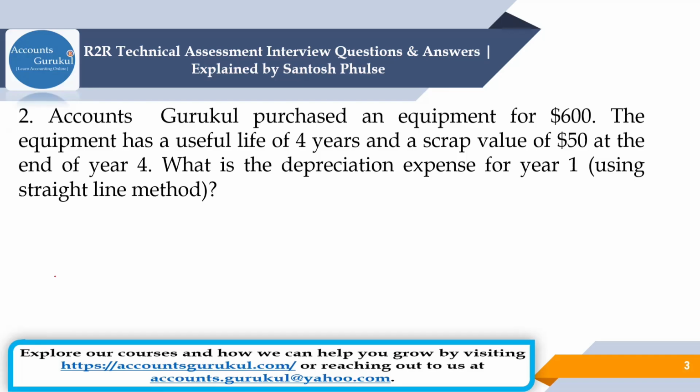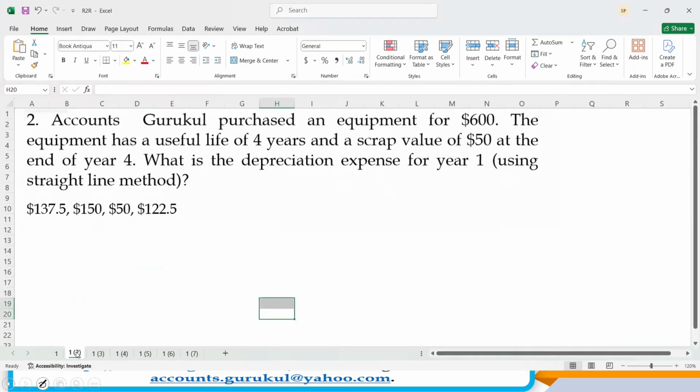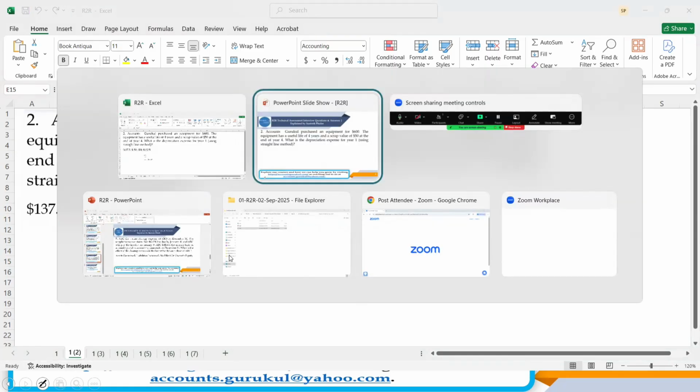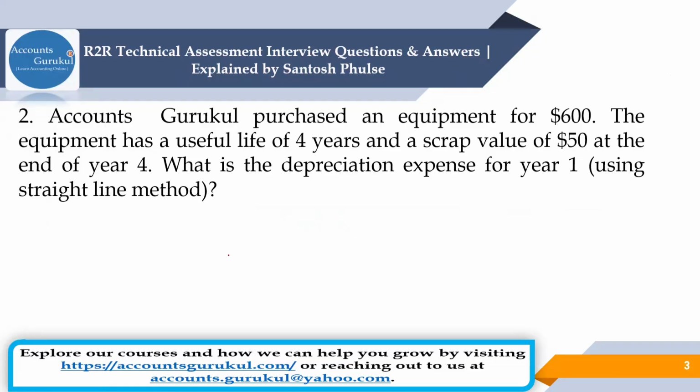And how it's going to be the work? Come towards here. So 600 is total value less 50, that's the scrap value. Now this 450 divided by 4. So it means that 137.50. That's going to be your depreciation amount for the first year. So this is your correct answer.